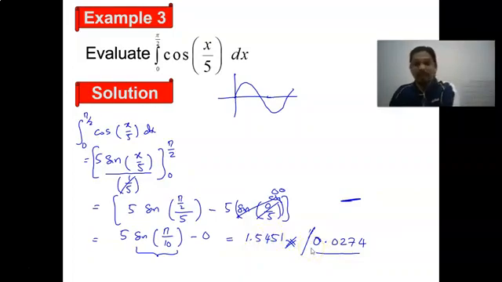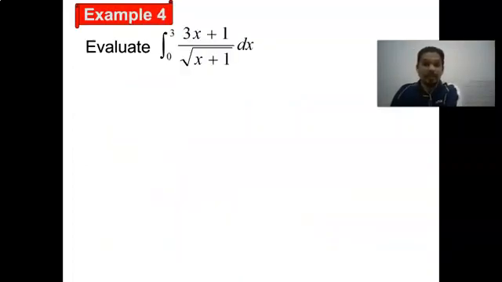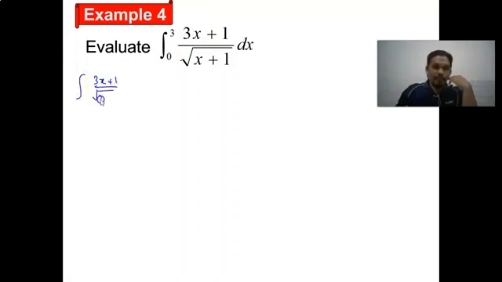So next, evaluate this one here. In this case, before we substitute the value of x equal to a until b, 0 up to 3, we need to solve everything first. What if I ignore the value of x, a until b, and solve this first: the integral of 3x plus 1 divided by square root of x plus 1 dx.